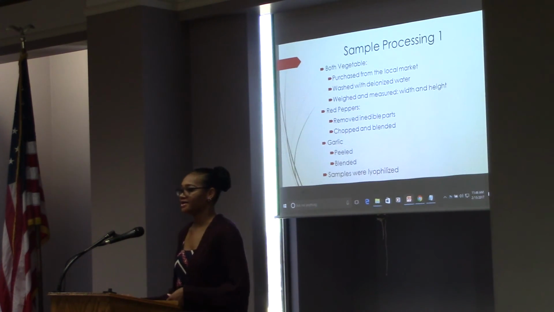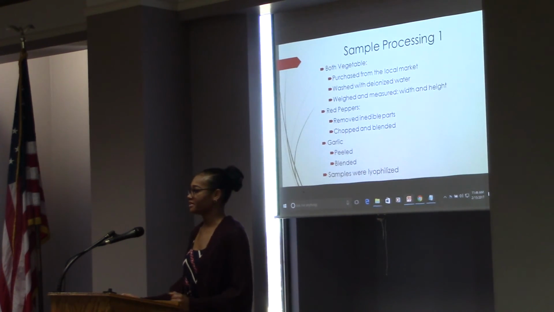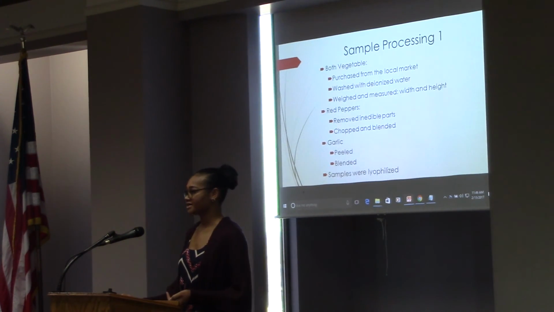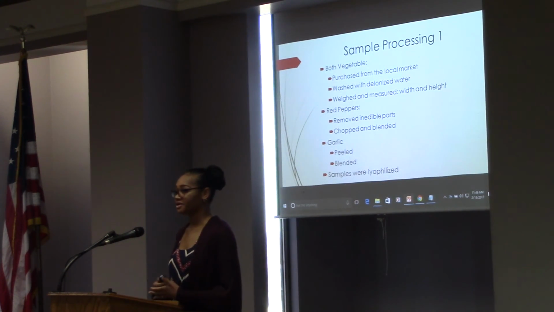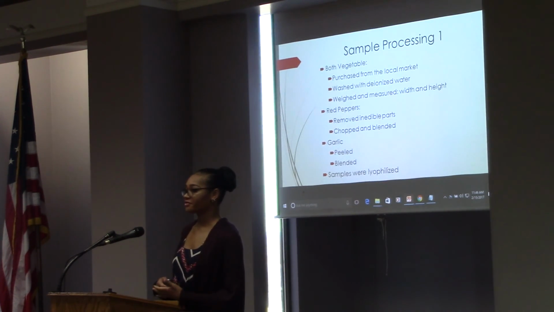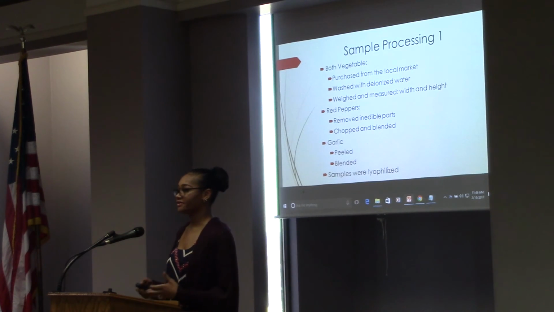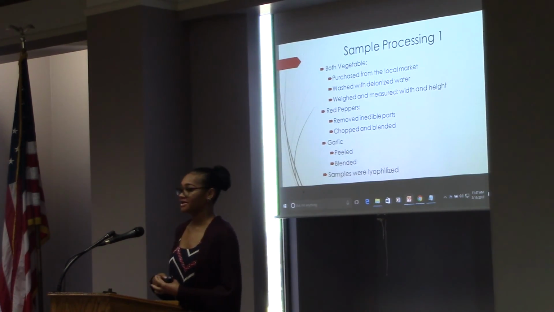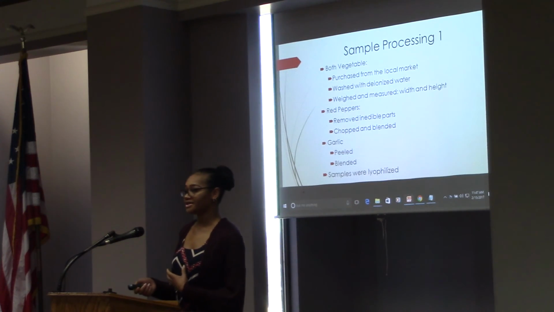To begin my experiment, I purchased my vegetables from the local market. They were washed with deionized water, and they were weighed and measured. For the red peppers, I removed the inedible parts, and they were chopped up and blended. The garlic was peeled to reveal the inside, and it was also blended. These samples were then freeze-dried in the lyophilizer.